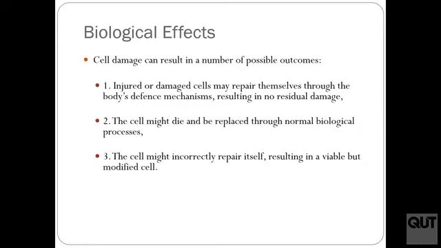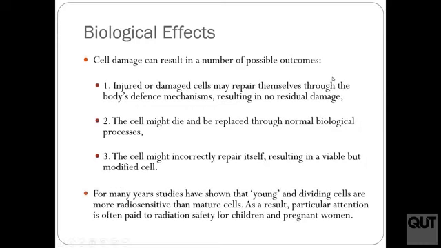Damage to cells can result in a few different possible outcomes. The first is that the injured or damaged cell just repairs itself and then continues on as if nothing happened, so there's no residual change. The other thing is the cell might die and be replaced through normal biological processes, or maybe not be replaced. Or otherwise the cell might incorrectly repair itself, resulting in a viable cell, but it's modified or mutated, and then that will go on to divide into other mutated cells. This third one is generally considered to be the cause of later cancer.